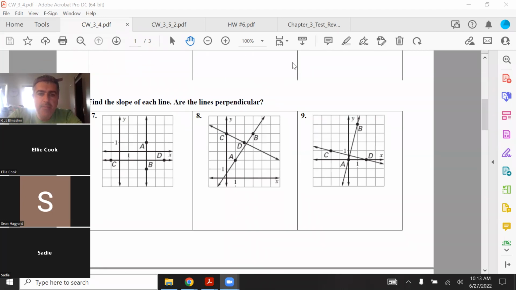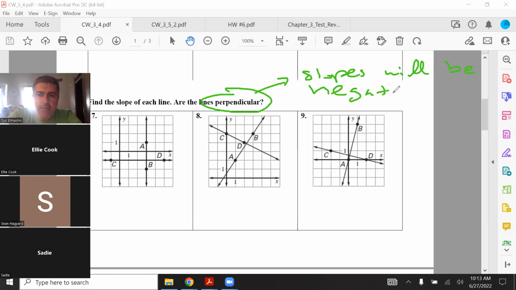Now, perpendicular is kind of interesting. The slopes will be, this is kind of an interesting one, negative reciprocals of each other. What does that mean? So here's an example.